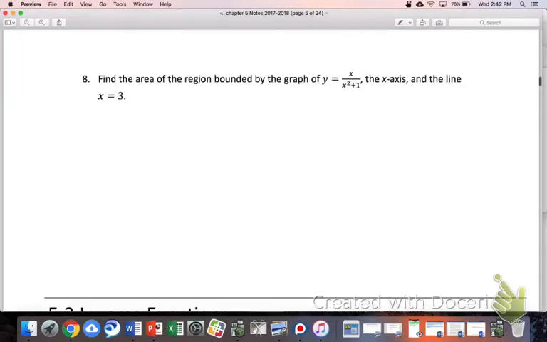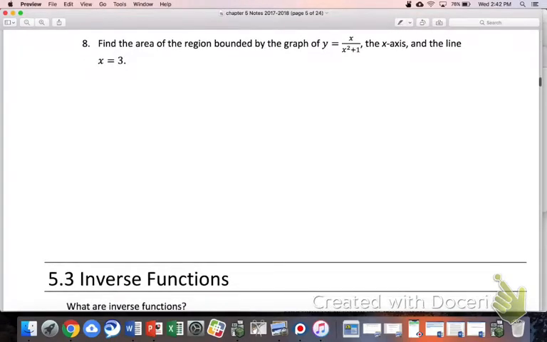And, yep, it's number 8. Says, find the area of the region bounded by that graph, the x-axis, and the line x equals 3.